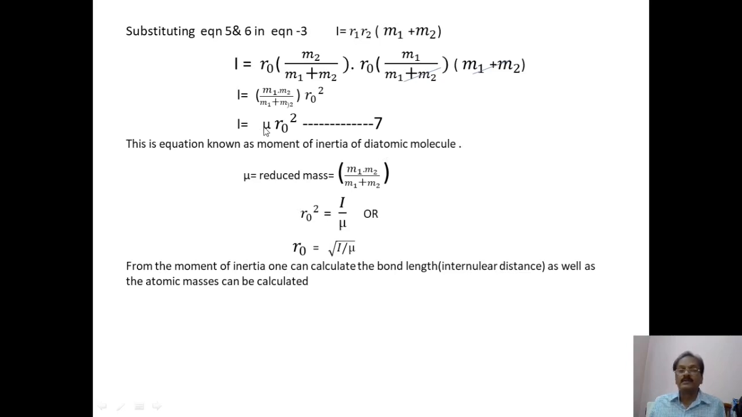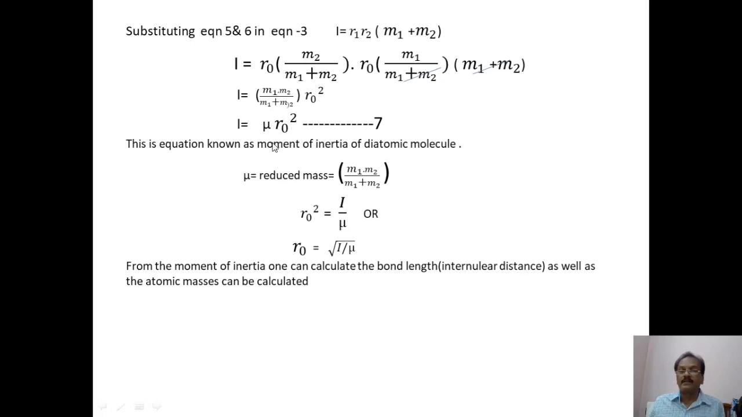This equation is known as the moment of inertia of a diatomic molecule, considered as a rigid rotator. So mu is nothing but the reduced mass. M1 into M2 divided by M1 plus M2 is replaced by the letter mu. Mu is the reduced mass. Then I is equal to mu R0 squared, the final equation of moment of inertia.